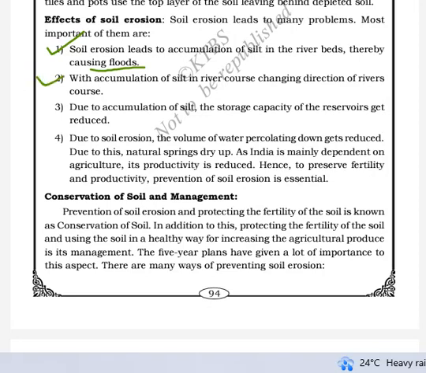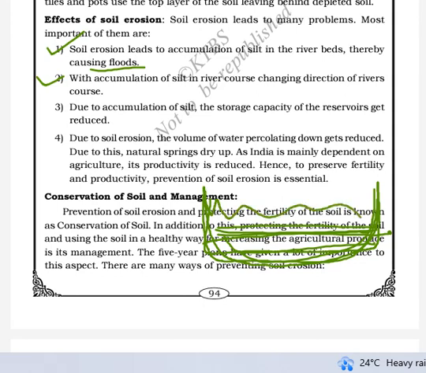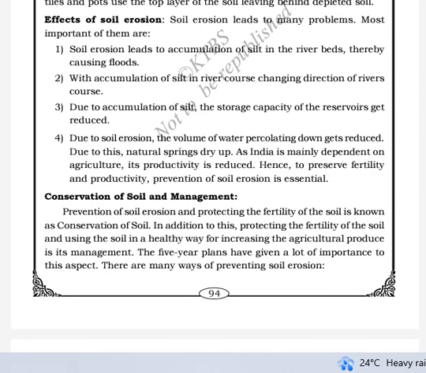Third, due to accumulation of silt, the storage capacity of the reservoir gets reduced. Suppose this is one of the reservoirs, and if a lot of silt gets accumulated in it, the reservoir cannot hold more water. The water will flow from the top. So this is also one of the effects of soil erosion.